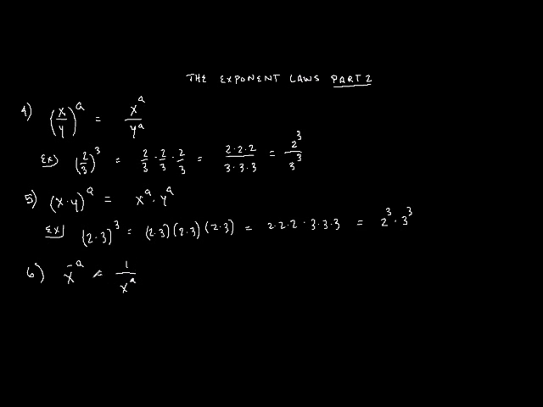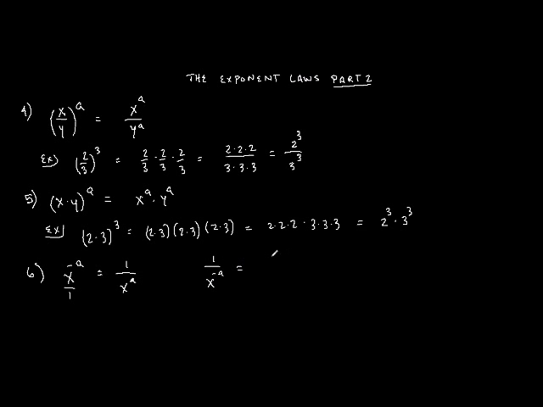Now, you might be wondering what happened. Well, actually what happened is this x is actually over 1. And a negative exponent means take the reciprocal of whatever was there. So we had x over 1, and the reciprocal of x over 1 is 1 over x. And of course this x was to the power of negative a, so in the bottom it'll be to the power of positive a.